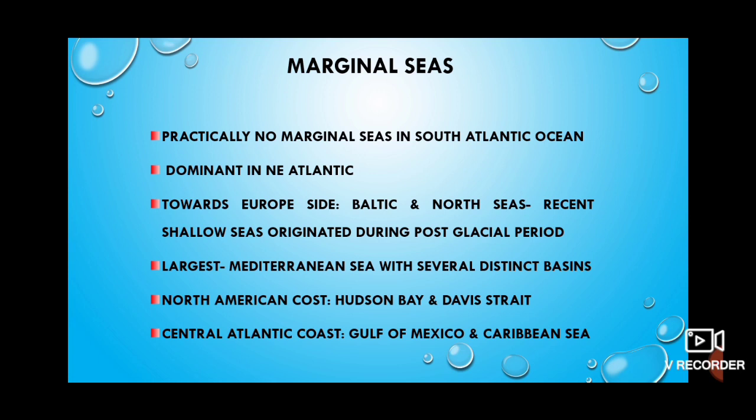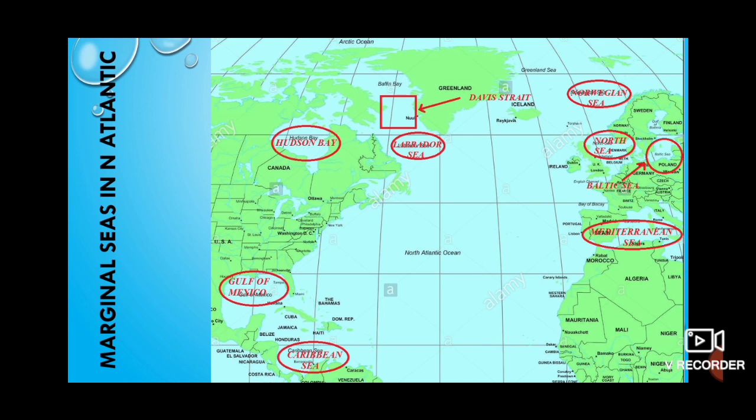There are practically no marginal seas in the South Atlantic Ocean, but marginal seas are highly predominant in the North Atlantic Ocean. Towards the European side, there are the Norwegian Sea, the North Sea, and the Baltic Sea. The Baltic and the North Seas are recent shallow seas originated during the post-glacial period. The Mediterranean Sea is the largest sea on the European side. Some of its deepest parts even exceed 3,600 meters.